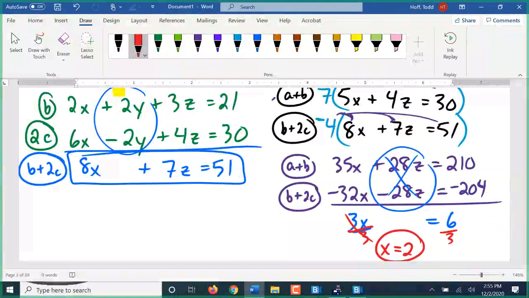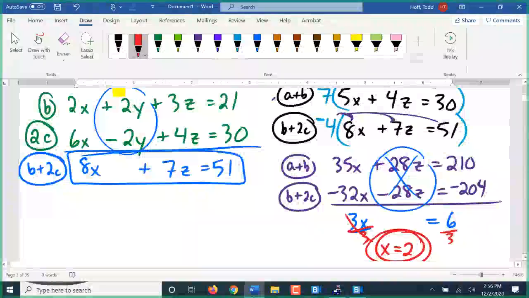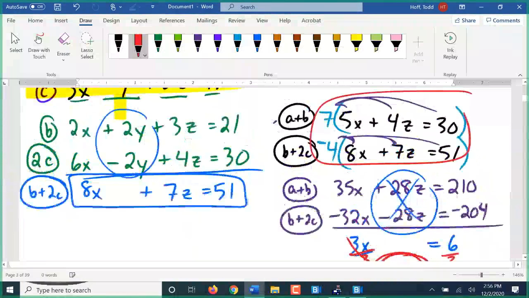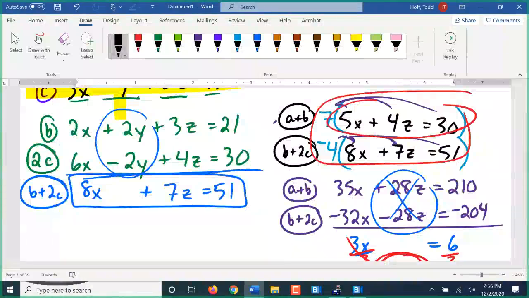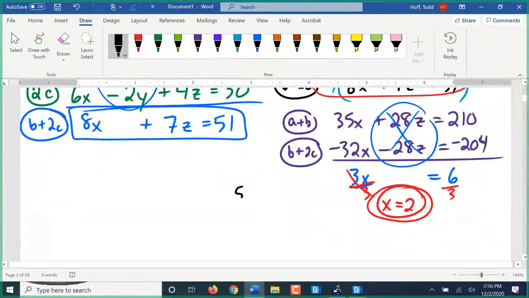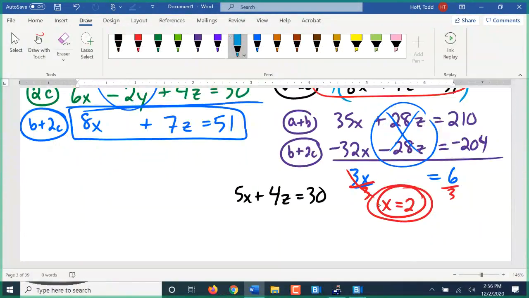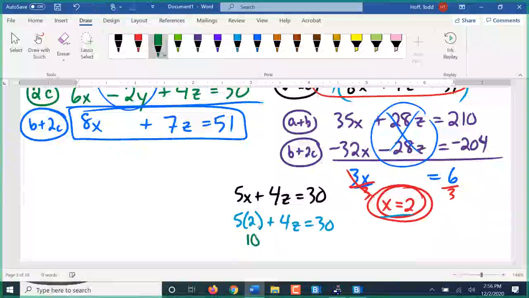Now remember, when we go back to find our other variables, we have to go back to the next stage. Here we have one variable, one equation. I have to go back to the two variable, two equation stage, which is right here. So in one of those equations, I'm just going to do the top one. 5x plus 4z equals 30. And we now know that x is 2. 5 times 2 plus 4z equals 30. 5 times 2 is 10. Plus 4z equals 30.